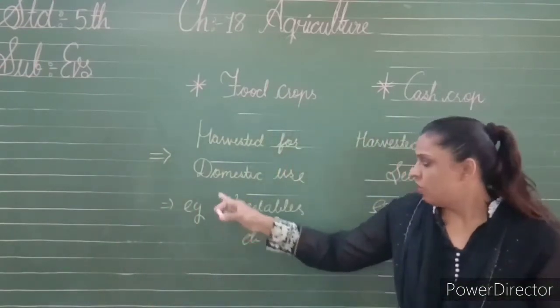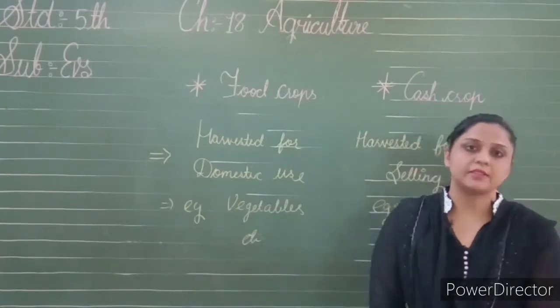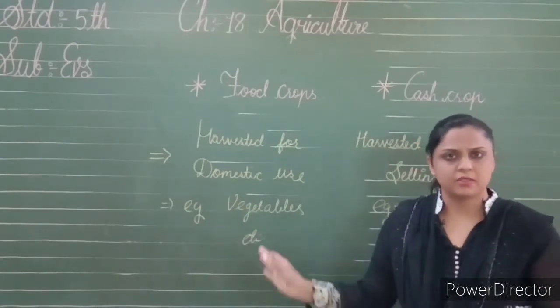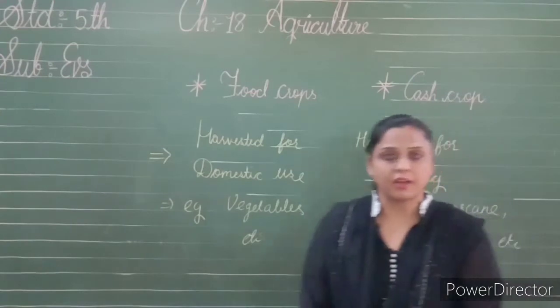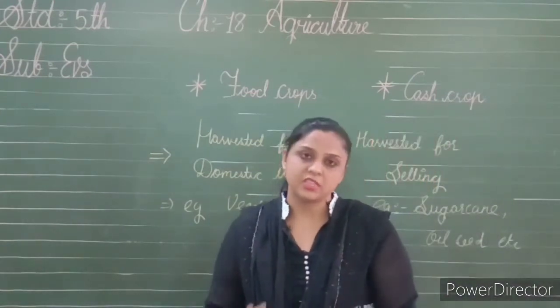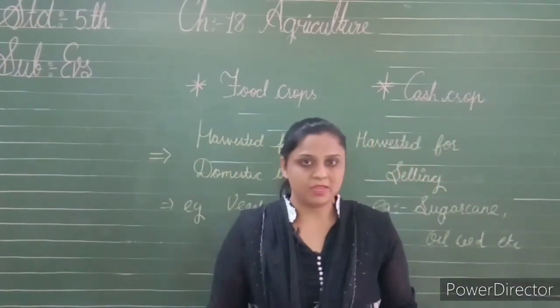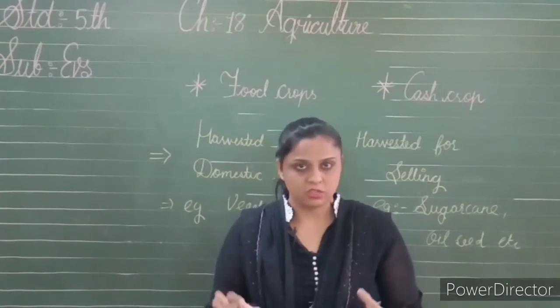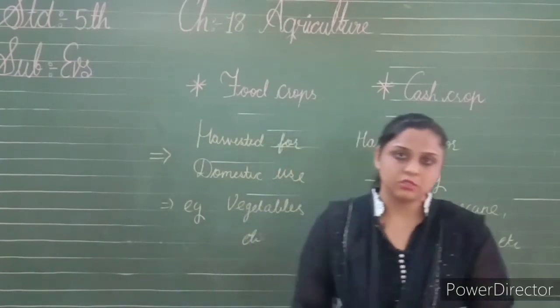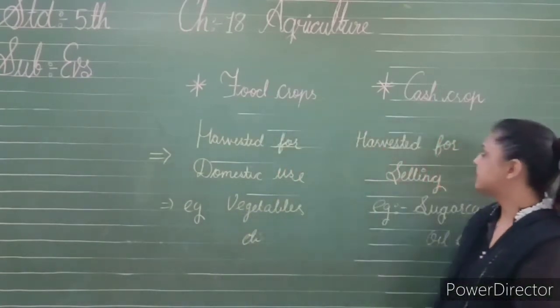ठीक है. So what are the examples? One example is vegetables. Most of the farmers grow vegetables in some space in their fields just for their household. Okay, now we will see cash crop.